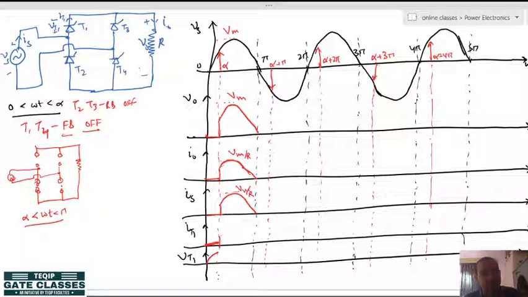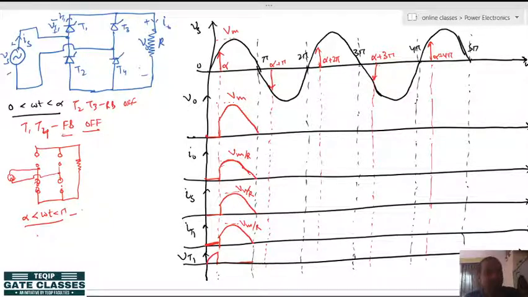It is also positive and same as the load current, and the thyristor voltage, because thyristor 1 is now on, will be 0. Now let us talk about the interval from pi to alpha plus pi.